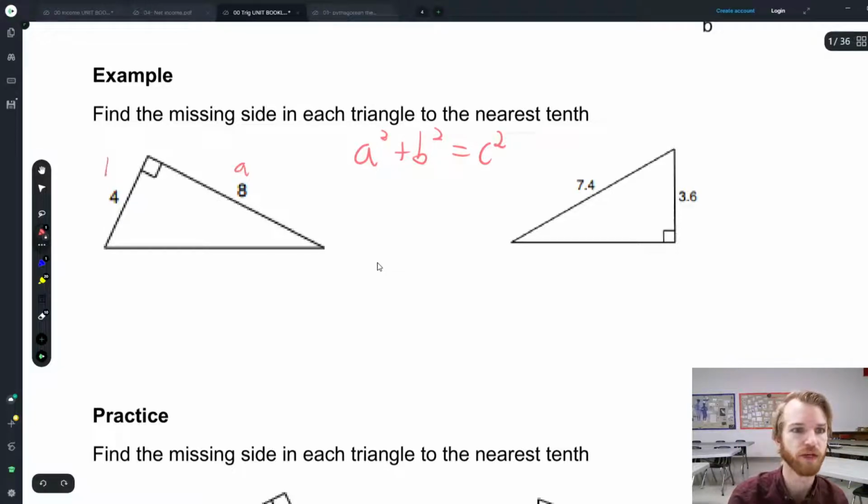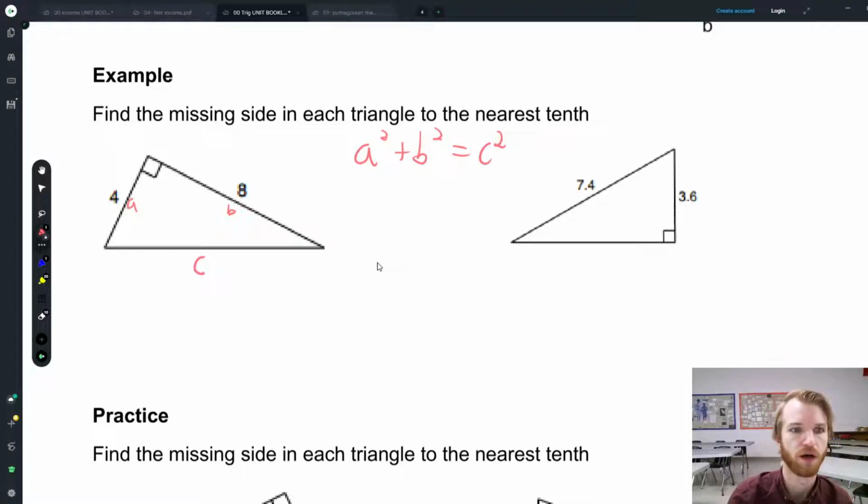I could call this A and this B, or I could have done it reverse and called this one B and this one A, and the math doesn't change, that's totally fine. But I have to call this one C. The hypotenuse is always C, because that is the longest side. So I'm going to call this side C, this one side A, and this one side B.